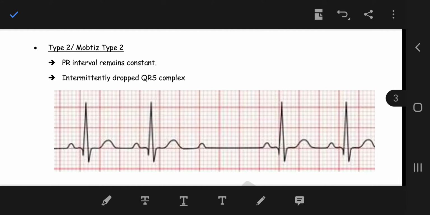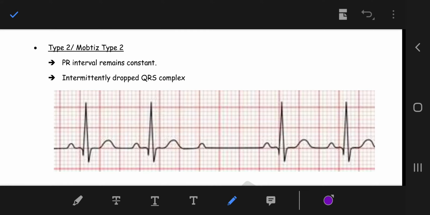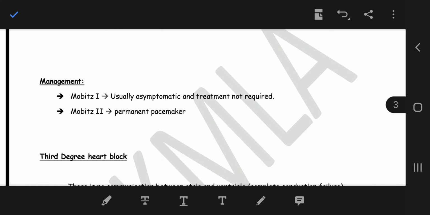How about second degree heart block type 2 or Mobitz type 2? In here, the key thing is two things. The PR interval remains constant, just like the first degree heart block. But in here, there is always going to be an intermittent drop in the QRS complex. So if you see this ECG, the PR interval is prolonged, okay, it's prolonged here, but it does not get longer or shorter. It remains constant. And then we have a P wave, but there is no QRS. There is a drop of the QRS complex.